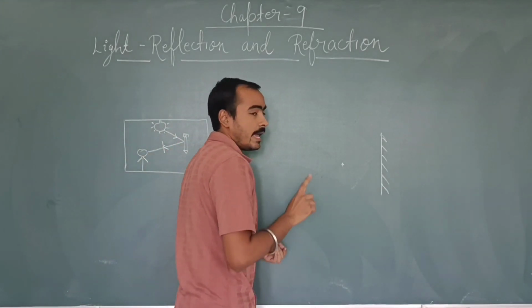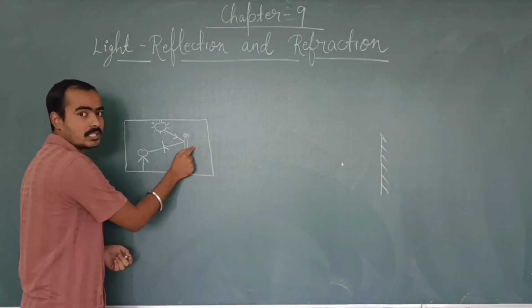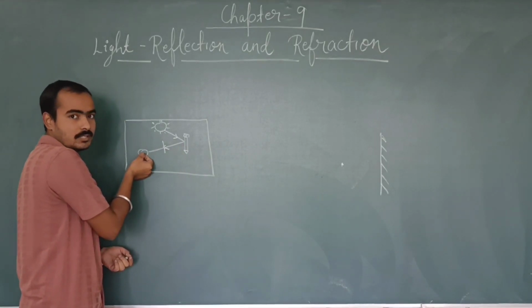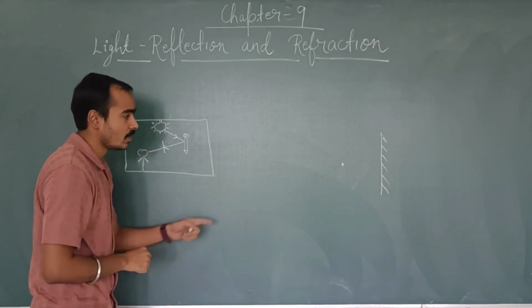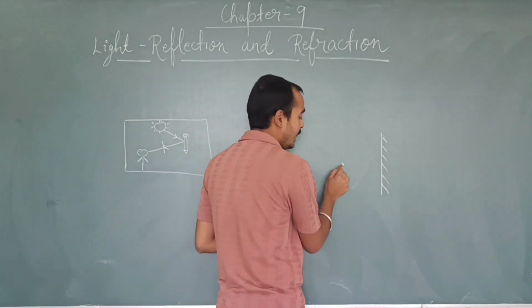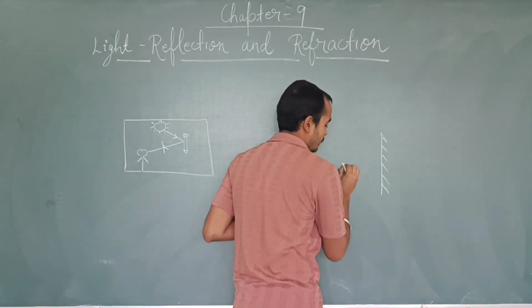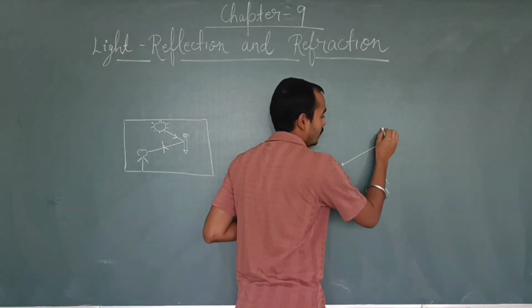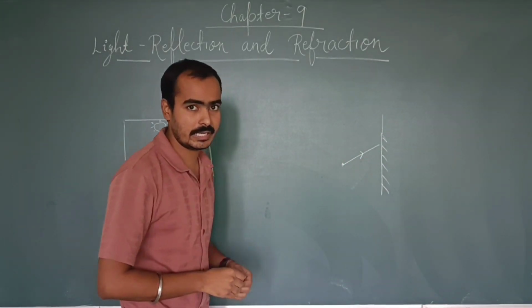Now, as I have said here, that when the light from an object reaches our eyes, we are able to see that object. Yes or no? So in this case, the light will fall on this object, yes or no? And it will go towards the mirror, and this is called incident light.